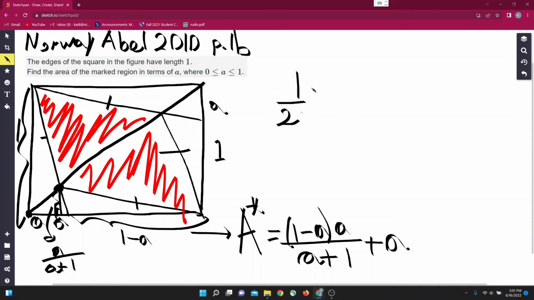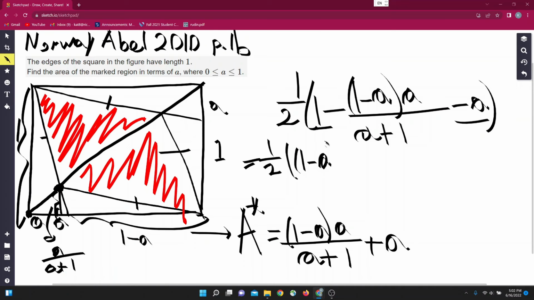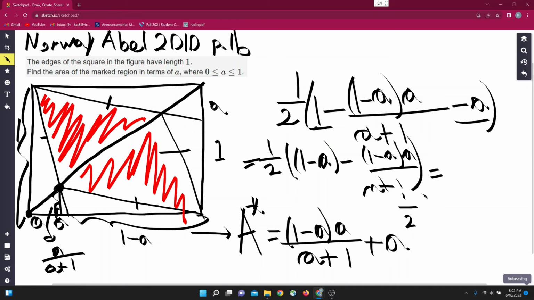So 1/2 times 1 minus a star, which is just this. So 1 minus a over a plus 1 minus a. So if we combine these two terms, this is going to be equal to 1/2, 1 minus a minus 1 minus a times a over a plus 1. So factoring out the 1 minus a gives 1 minus a over 2 times 1 minus a over a plus 1.